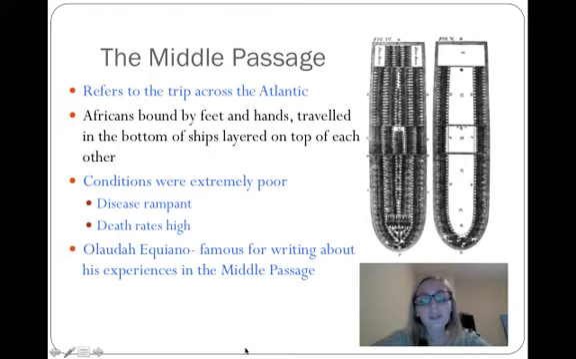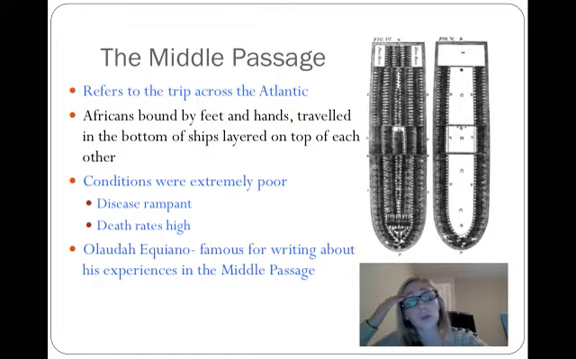One thing that's often spoken about in the slave trade is the Middle Passage. This refers to the trip across the Atlantic Ocean, which was extremely inhumane, very dangerous, very disgusting, and very cruel. Africans were bound by their feet and hands, and they traveled in the bottoms of ships layered on top of each other. So they would fit hundreds and hundreds of people where you maybe were only supposed to put a few, just literally laid on top of each other like objects.